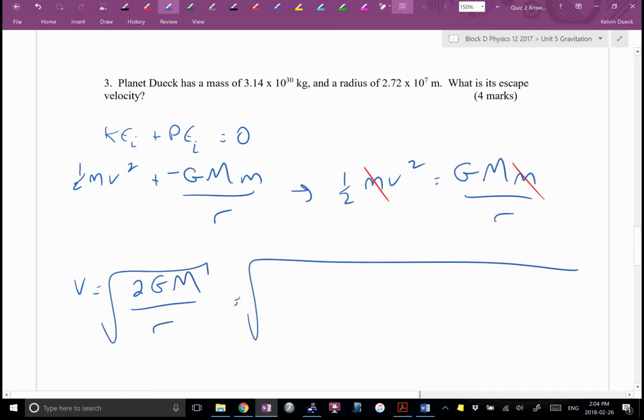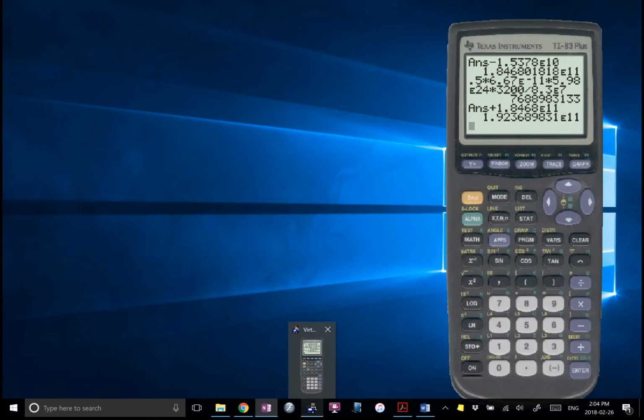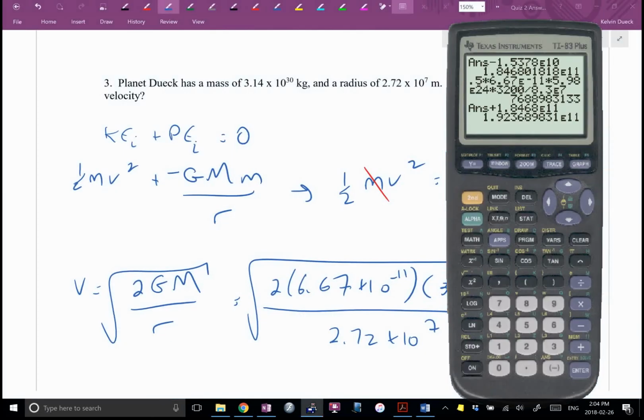Which is going to be the square root of 2 times 6.67 times 10 to the negative 11, times 3.14 times 10 to the 30th. Mitra, you'll notice I did say mass and not weight, just saying. Divided by 2.72 times 10 to the 7th. I have no idea what the escape velocity of this is going to be.